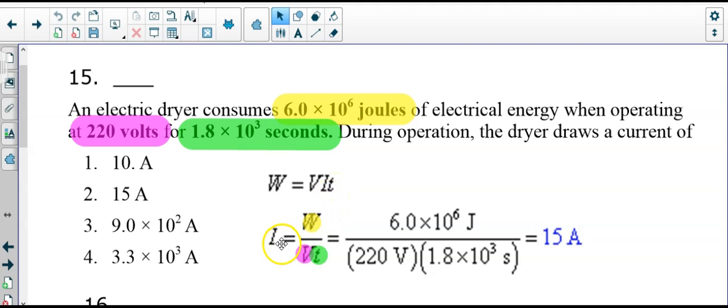And we solve for I, and we plug in the given values, W on the top, divided by volts times time, and you get 15 amps. It's that simple. Okay, let's move on to another problem.